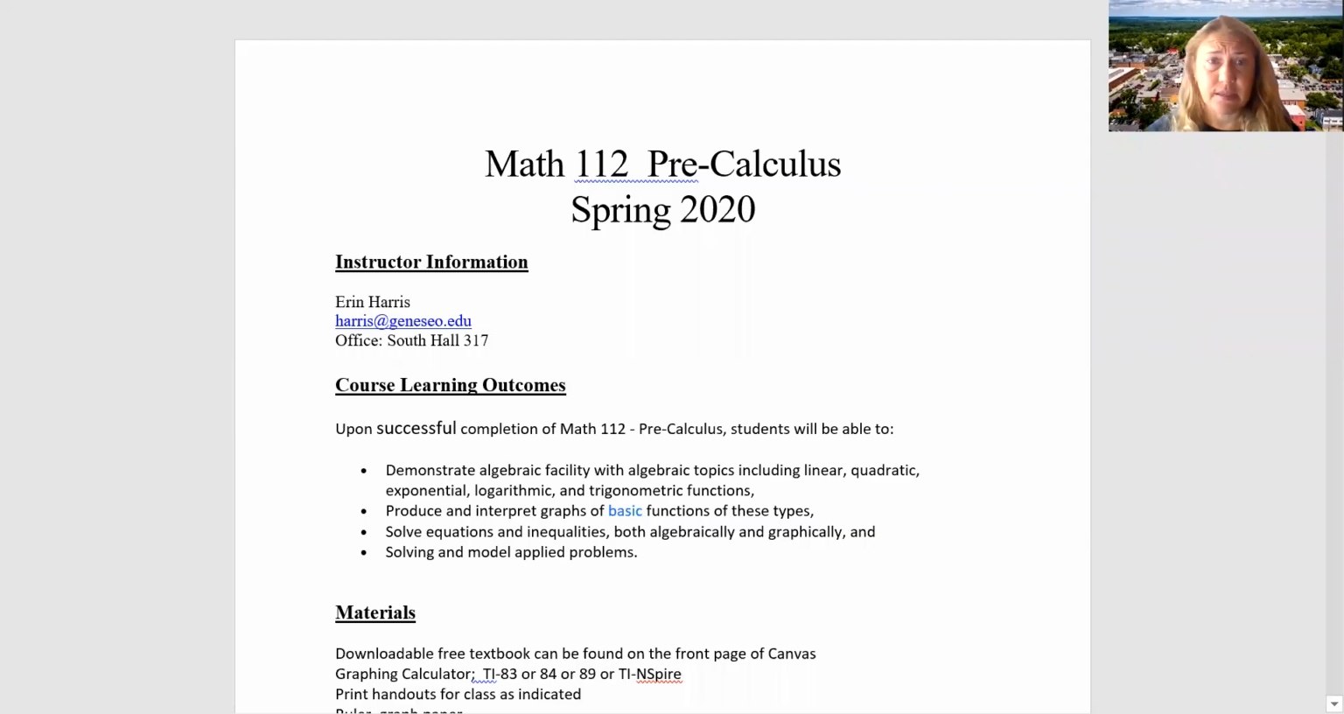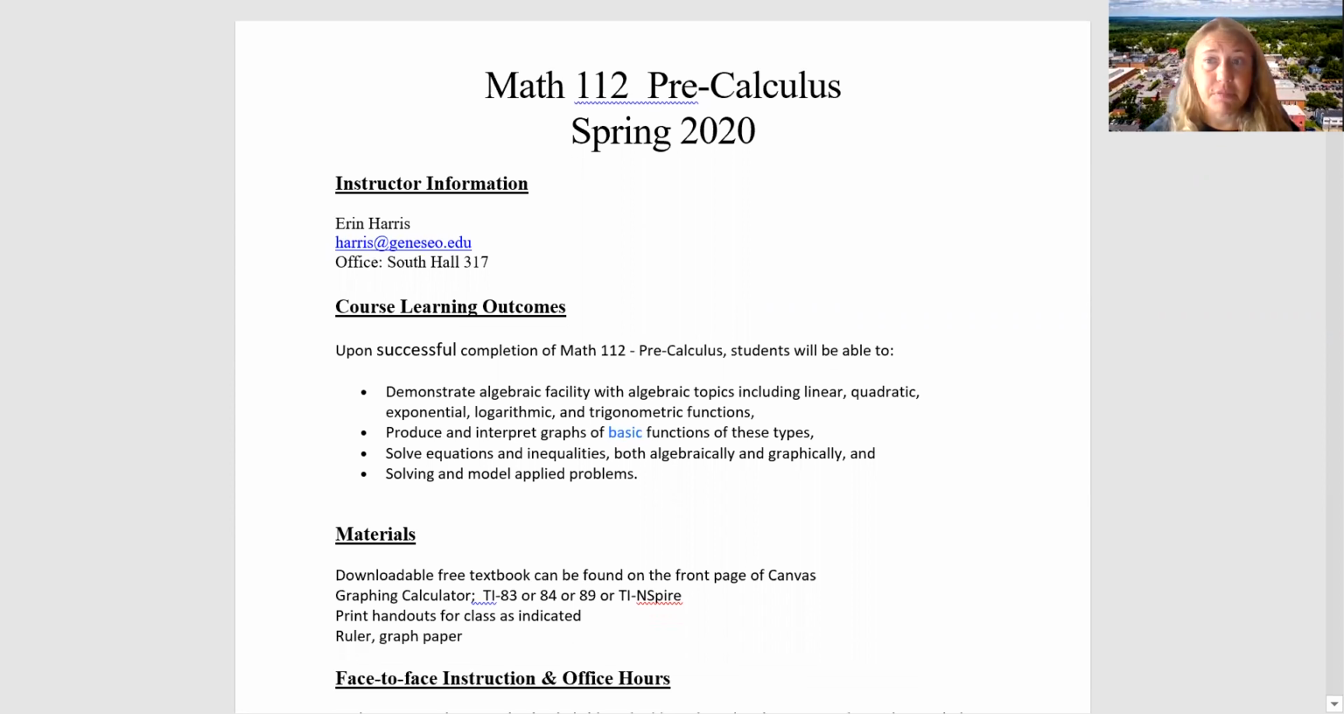So the purpose of this recording is to go over the basic things that are on the syllabus. So here it is, the Math 112 Pre-Calculus syllabus for my course. And my name's Erin Harris, and my email is listed, my office is listed. Email is definitely the best way to get in touch with me. I check email multiple times a day.